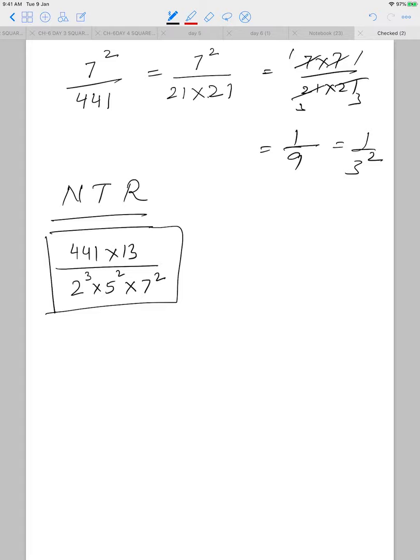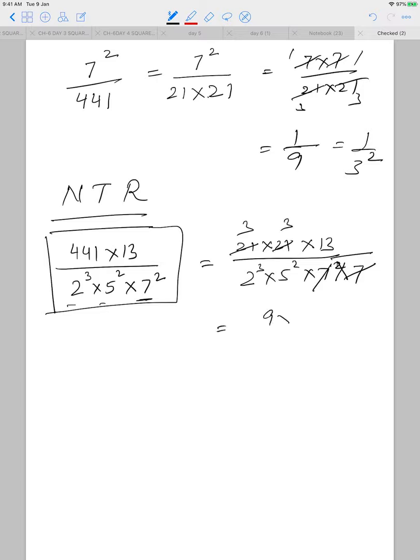So what do we think? First of all, let's see if there is anything common in the numerator and denominator. If you do not remove the common part, then you might get a wrong answer. For example, if you look at the denominator, you will say there is a factor 7 which is other than 2 and 5, so it should have a non-terminating repeating decimal. But that is not the case here, because 441 is a square of 21. So 21 into 21 into 13, over 2 raised to the power 3, 5 raised to the power 2, 7 raised to the power 2. I can write 7 raised to the power 2 as 7 into 7. So this 7 will get cancelled, this 7 will get cancelled.